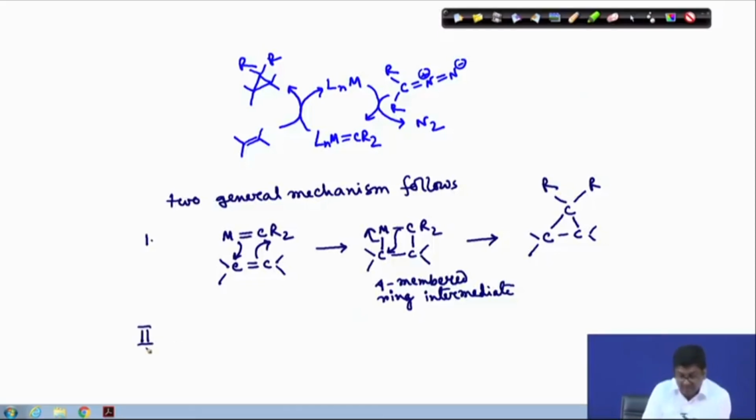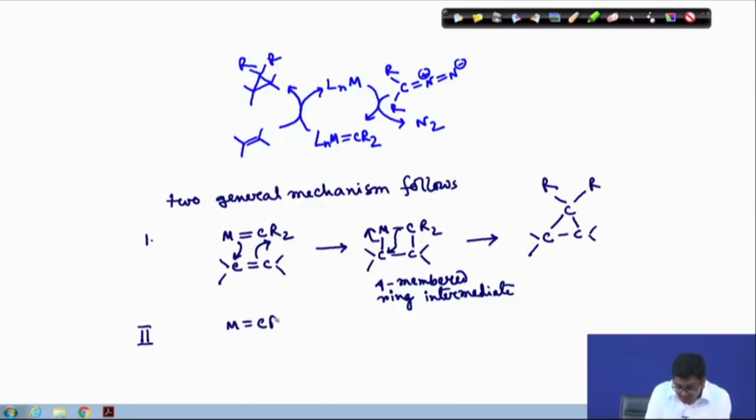So, the next general mechanism could be via stepwise. That means, if there is some electrophilic type of attack to this carbene, as we have said that carbenes are generally electrophilic in nature, so via an electrophilic attack to form a polar species. Okay. So, to form a polar species which finally goes through 1,3 bond migration and gives the corresponding cyclopropane. Let us see how it works.